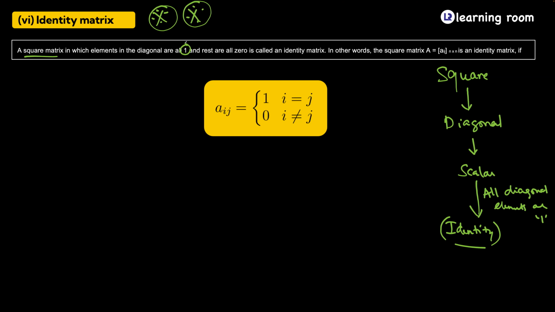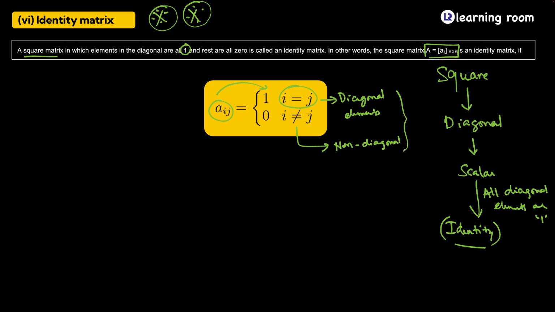In other words, A equal to Aij of order n cross n is said to be an identity matrix if Aij is equal to 1 when i is equal to j. When i is equal to j, they become the diagonal elements, and i not equal to j becomes the non-diagonal elements, right? So to summarize, what did we see?